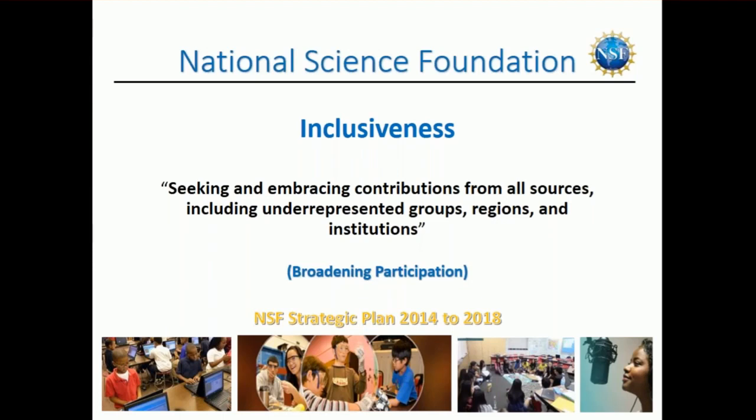You'll see that we've highlighted inclusiveness because that's very important to us, particularly as it relates to broadening participation, because that core value of inclusiveness really gets to the heart of what we think about when we talk about broadening participation. This inclusiveness aspect is highlighted in the NSF strategic plan for 2014 through 2018, and it really means seeking and embracing contributions from all sources, including underrepresented groups, regions, and institutions.